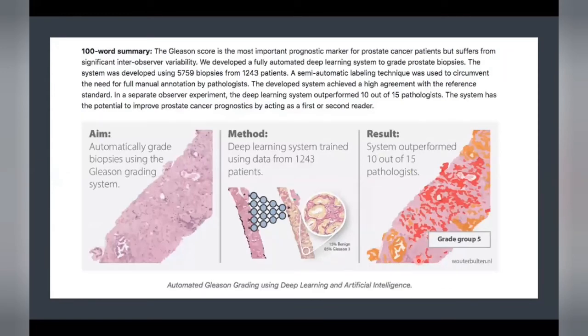There were about 1 to 4 patients, 5,759 biopsies were taken, and the training was done, and the deep learning system was trained using this data from 1,243 patients. And you'll be surprised that the system outperformed 10 out of 15 pathologists by giving out the Gleason score and telling you that there is a tumor in this. So this has got an FDA clearance now. It has been installed in various hospitals in the country today.